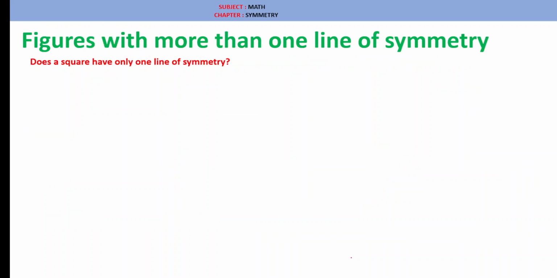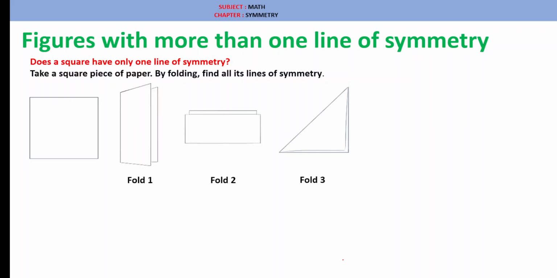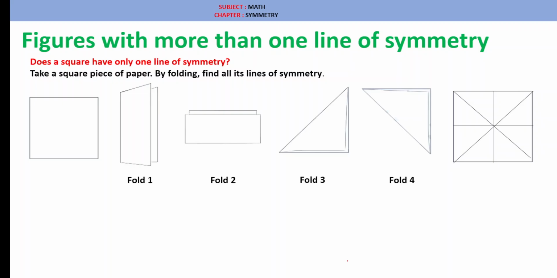Let us see figures with more than 1 line of symmetry. Does a square have only 1 line of symmetry? Take a square paper. Fold it vertically. Again refold it. Fold 2. Fold 3. In this way as shown in the figure. Fold 4. Now if you observe here, how many lines of symmetry? There are 4 lines of symmetry. So it is possible for a figure to have more than 1 line of symmetry. A square is an example.